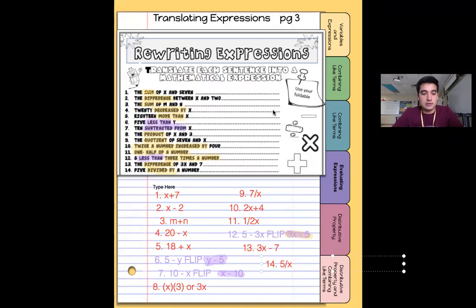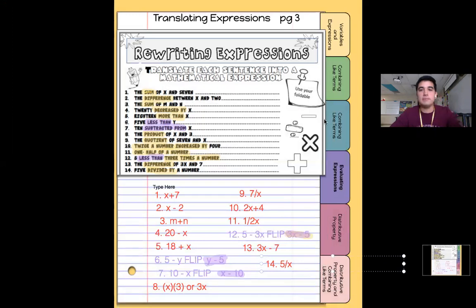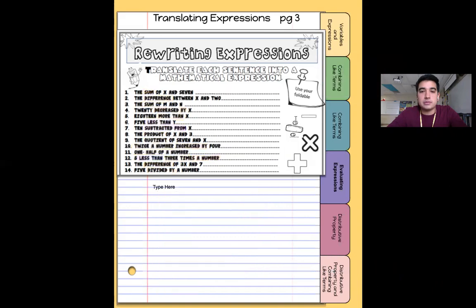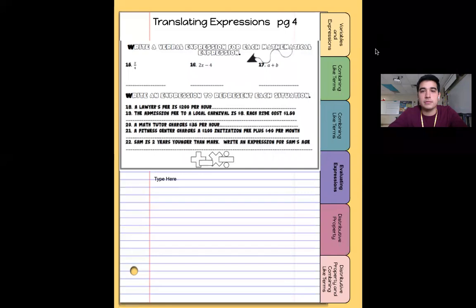So let me save this page real quick before I move on to the next one, okay? So let me clear that off, and we're going to go to the next page. There we go. Oh, wrong one. There we go.